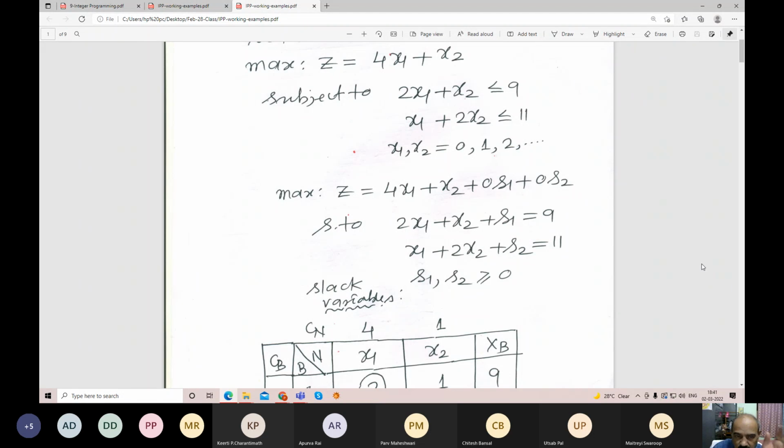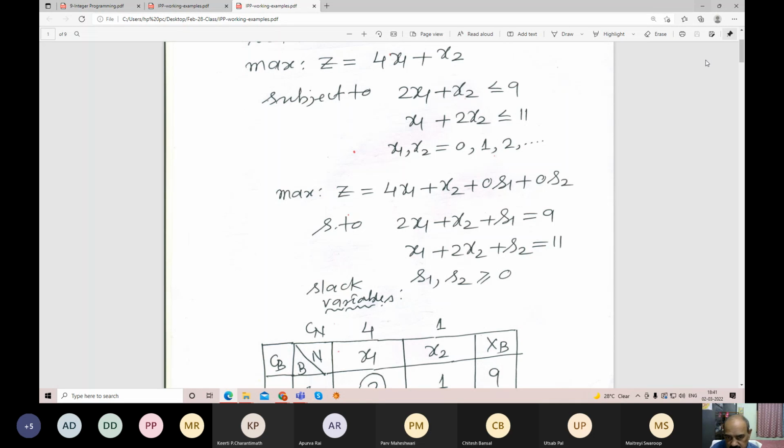I will request all the students, please try this problem. And in case there is a problem you are unable to understand, please tell me. So raise your voice so that I can do the needful.